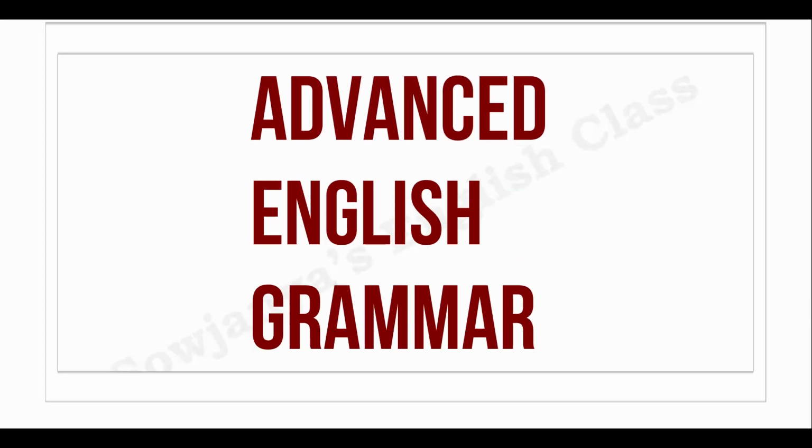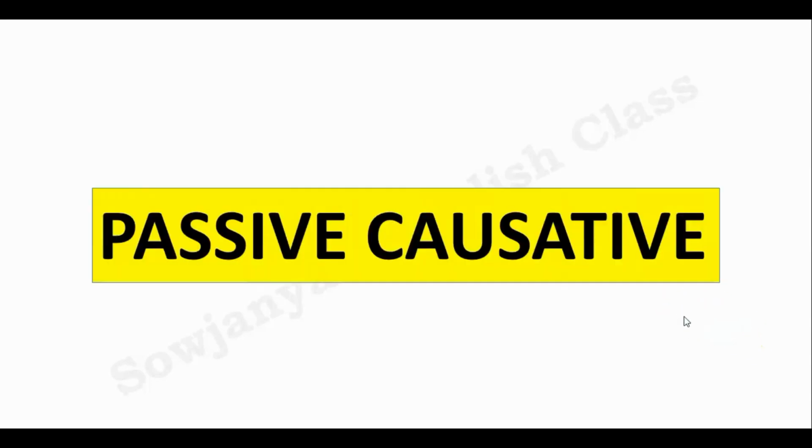In today's class we are going to deal with yet another element of advanced English grammar, and that is passive causative. We can't define it as such. We need to understand what happens with passive causative, when we are supposed to use it, how to use it, the particular structure and all. We have to work on it a little bit to master it.